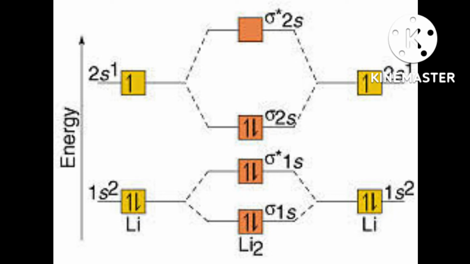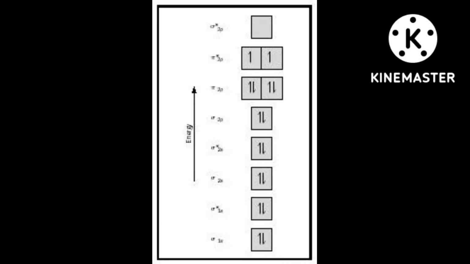Molecular orbitals obtained from 2px and 2py orbitals are not symmetrical. See, very, very important things. Only for 2pz it is symmetrical. For 2py and 2px it is not symmetrical. Then they will make pi bond.